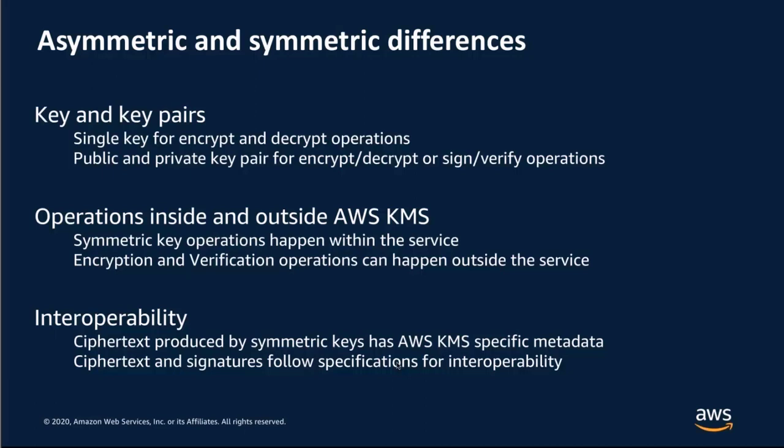But in the case of asymmetric, the ciphertext that is produced does not have that metadata. And what does that mean? It means that now you will have to have a mechanism to also send in the key ID that is used for either the encryption operation or the signing operation back to KMS, for KMS to know which key to use to perform the operation using the private key. And what this will also do is it will allow interoperability.